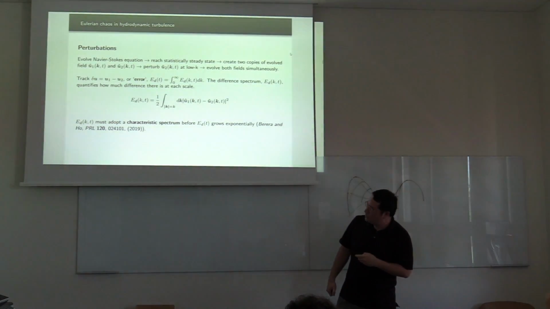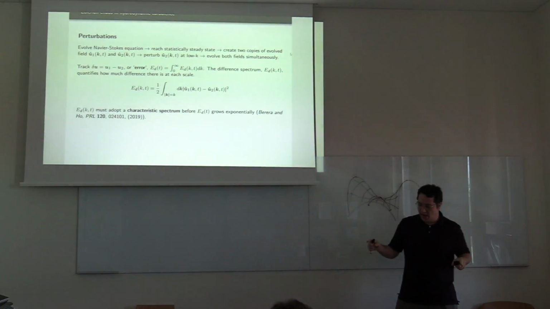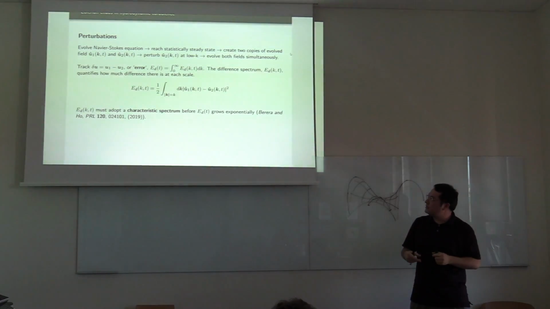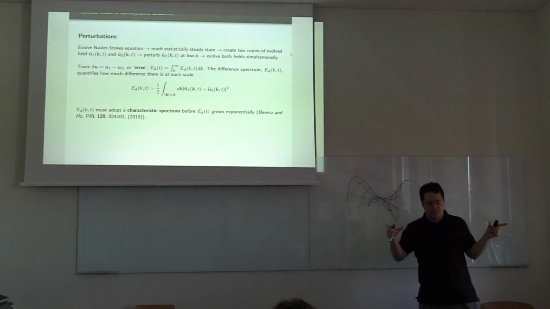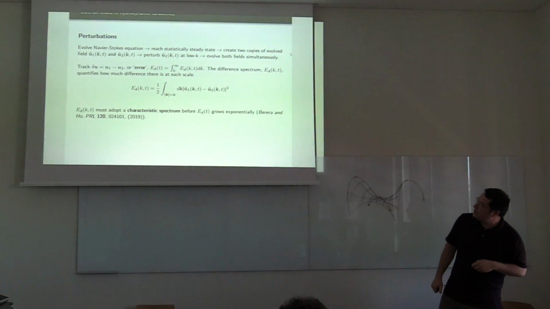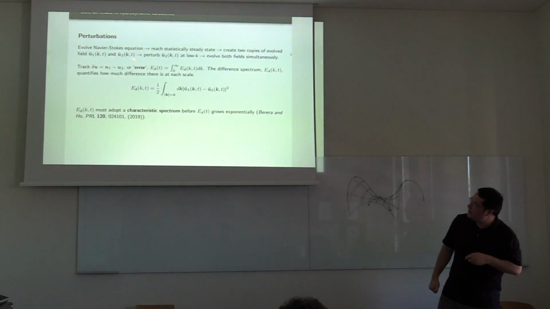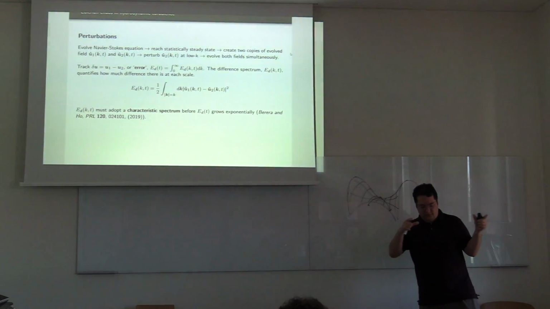So we evolve the system with the Navier-Stokes equations, and we want to measure the chaotic properties. Once it has reached a statistically steady state, we create 2 copies of the evolved field, perturb one of them, and then evolve them both independently. Then we can track the error, which is basically the difference between them.